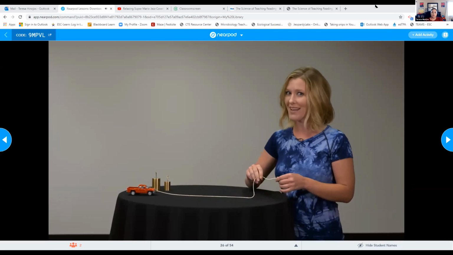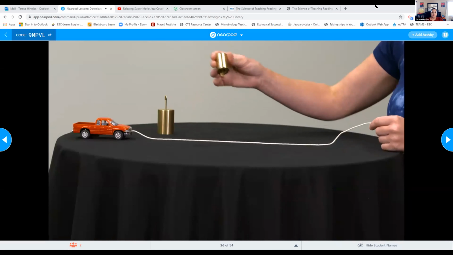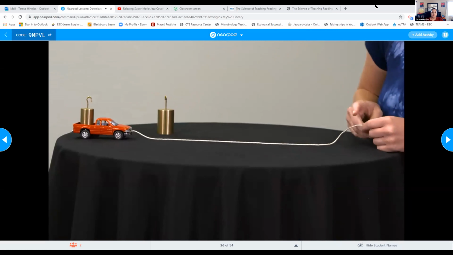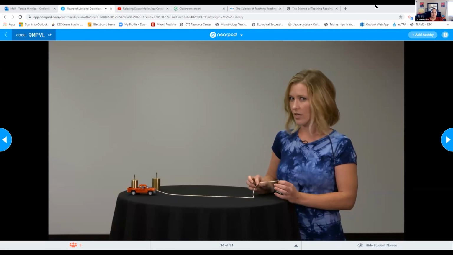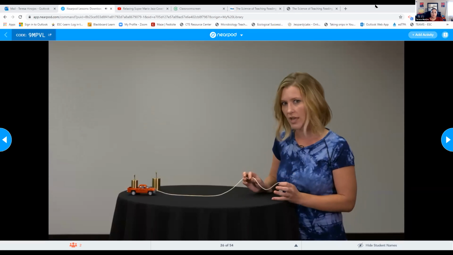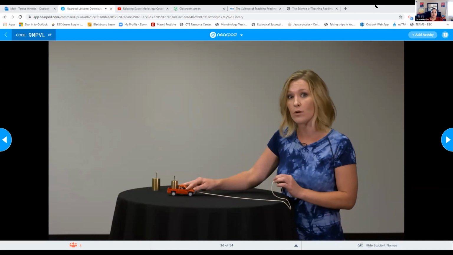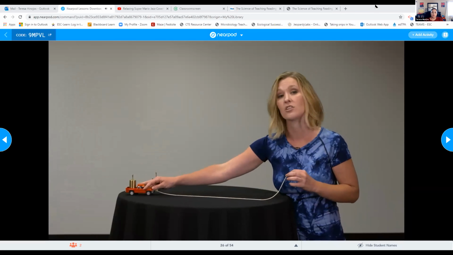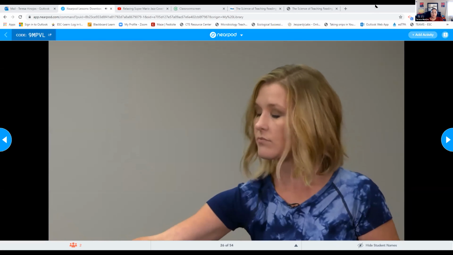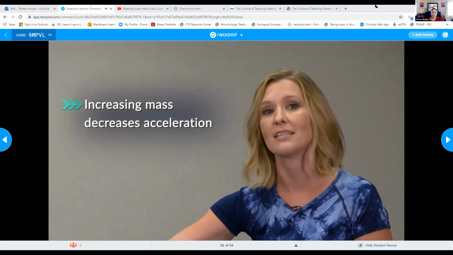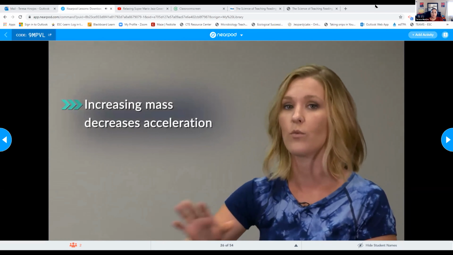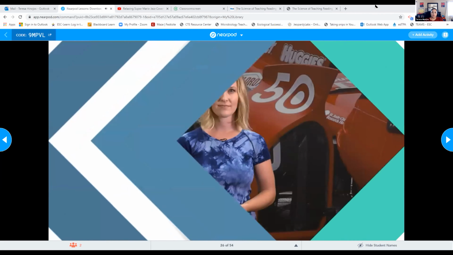Okay, let's double the mass of the truck by adding this weight. How does that affect acceleration? When I double the weight of the truck and pull it with the same amount of force, it will accelerate half as much. Given the same amount of force, the heavier truck accelerates slower. Now, mass and acceleration are inversely proportional given the same amount of force. You increase the mass and decrease the acceleration when the force stays the same.